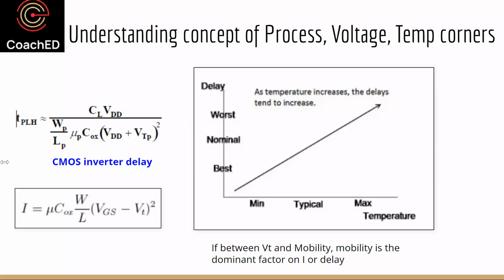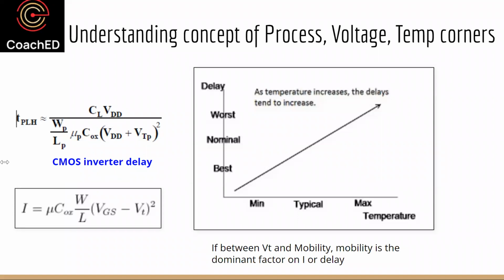Slower. But you're saying the mobility increases. Mobility is directly proportional to the current, and current is inversely proportional to delay. So if you're saying mobility increases, then it should become faster. That means the delay should decrease. But you are saying there will be a certain saturation limit, right, sir? After the saturation limit, there won't be much movement of the electrons.